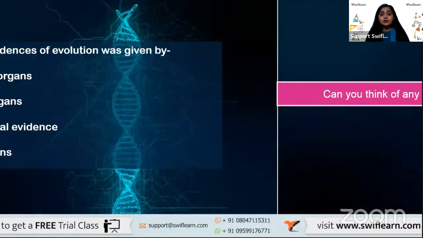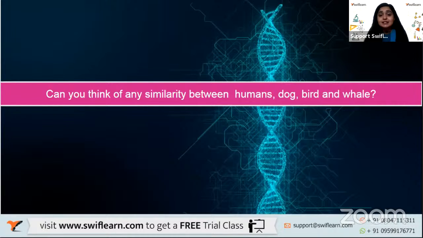Now, can you think of any similarity between human, dog, birds, and whales? Think a little bit. What can be the similarities between humans, dogs, birds, and whales? Is there any kind of similarity between all of us? Is there any? If I say they are all living beings, isn't it? They all are living beings, isn't it?